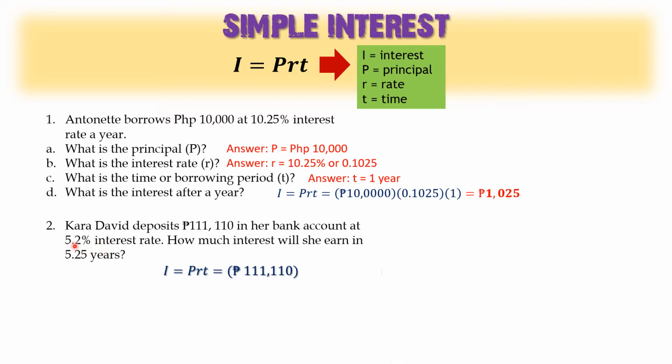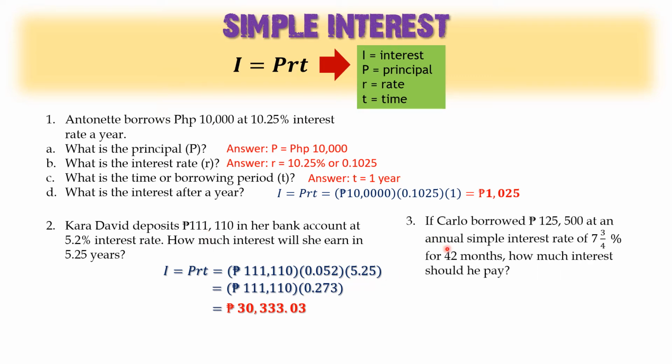Moving decimal point, going to the left 2 places, it is equal to 0.052. And then the time, that is 5.25 years. Then multiply natin 0.052 times 5.25, that is equal to 0.273. Then multiply natin dito sa principal amount. It will yield the result which is equal to 30,333 pesos and 03 cents. So ito na yung kikitain ni Cara David after 5.25 years sa perang dineposito niya sa kanyang bangko.